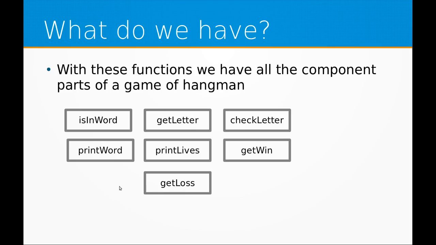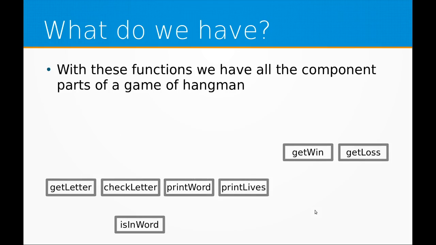Okay, can we reshuffle these a bit? Okay, this is exactly the same group of boxes, but we've just moved them around a bit. So I've kind of tried to put them in order. So you can get a letter, you can then check the letter, you can then print the word, and you can print the lives. That seems like a complete turn. When you check letter, you'll be using isInWord. It almost seems like we have to do all that as a turn and then check whether there's a win or a loss. Then you do another turn, check if there's a win or a loss.